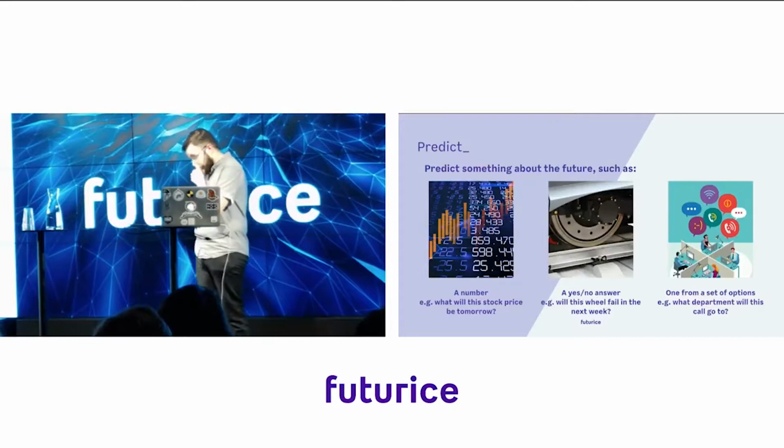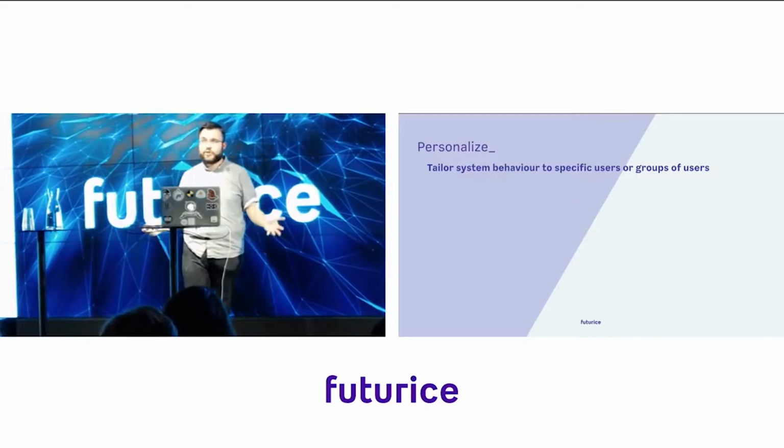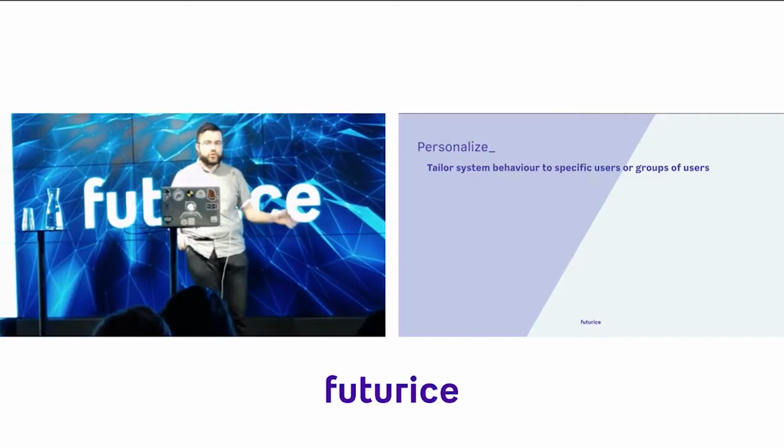The second category is personalization. And maybe these should be in the other order, because probably when a new company looks to get into the machine learning world, often the first thing they're going to do is try and do some personalization, tailor something about their services to either a specific user or specific groups of users. And the obvious thing to go to is content recommendation.